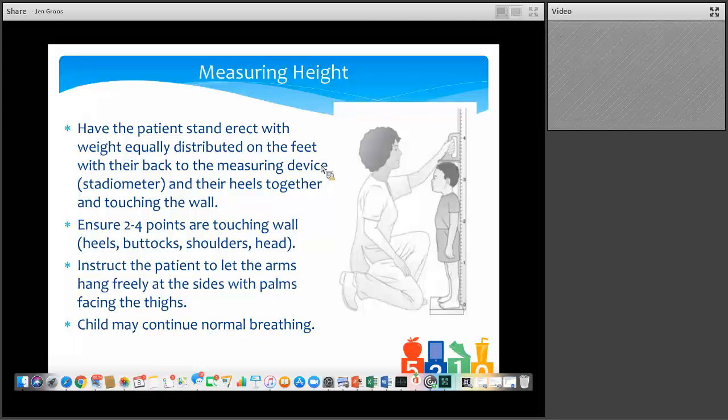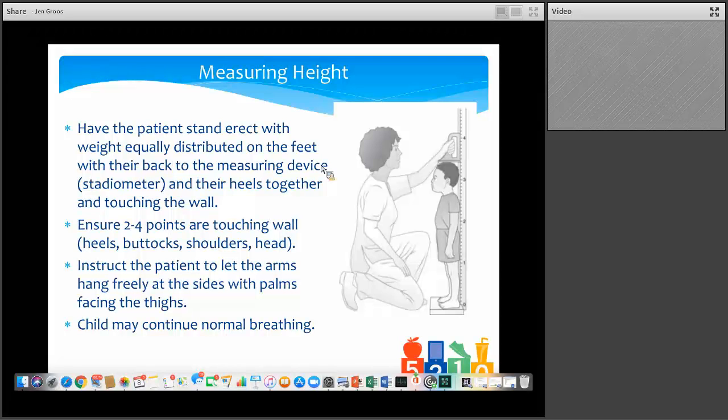So it's important to have the patient stand straight with their weight equally distributed on both feet and their back against the measuring device. It's best if their heels are touching each other and they're touching the wall. A lot of kids will stand on there and get on their tiptoes because they want to be bigger than their brother or sister, so it's important to pay attention to where those heels are and whether they're touching the wall and touching each other.